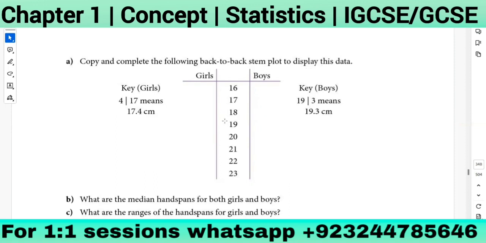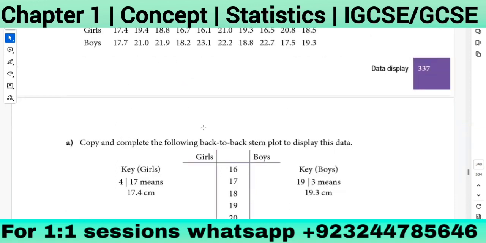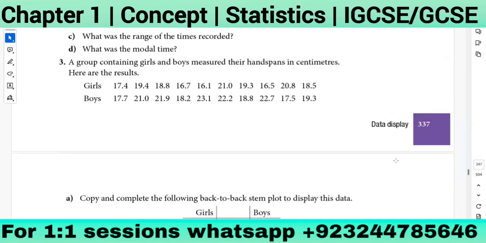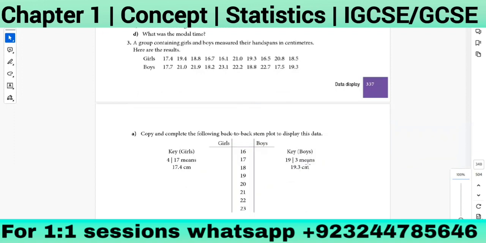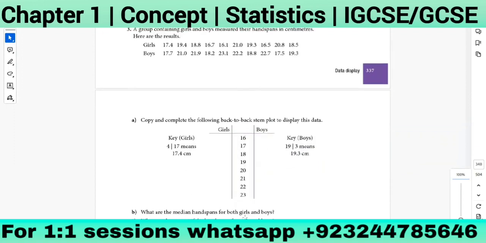Okay, now you are going to do this. I want you to do this in a very good way. Because this is a double screen, I can just do it like this. You can see the screen. Now the data is given as girls and boys, and here it is girls, here it is boys. So they have already done the stem part themselves. For the girls part, it's 17.4, so for 17 you will write 4 over here. 19.4, so for 19 you will write 4 over here.